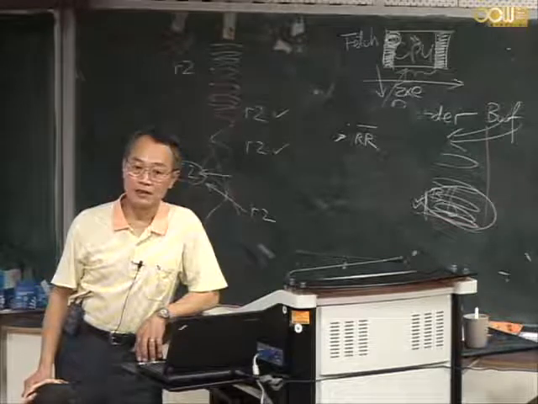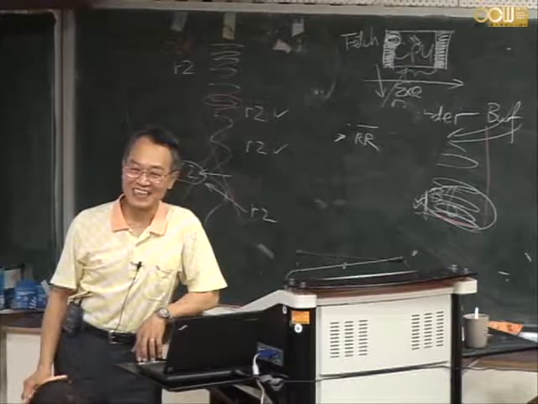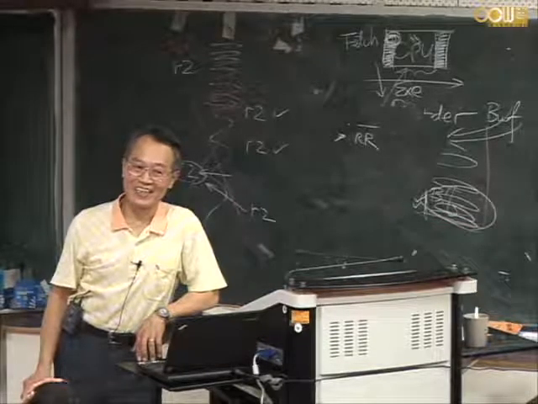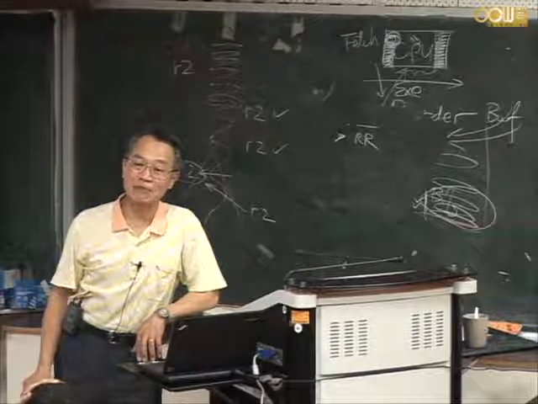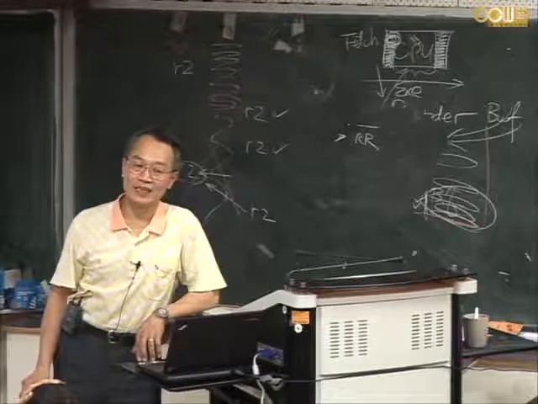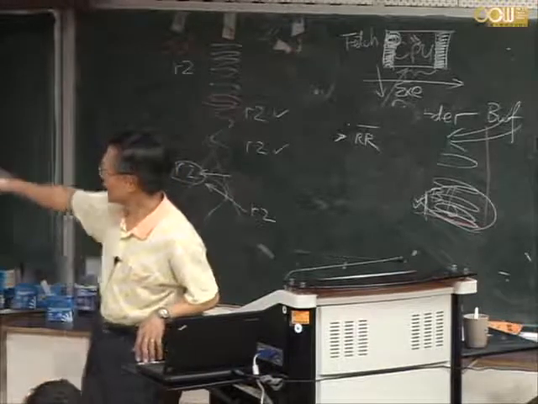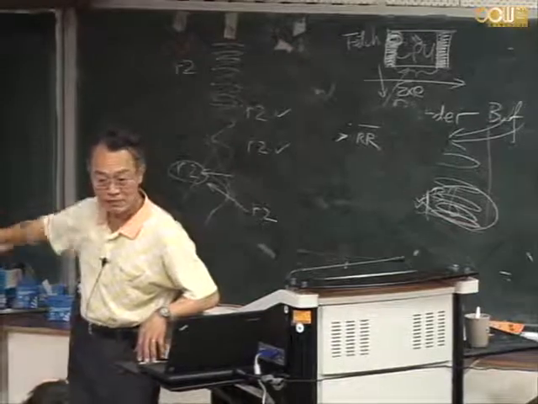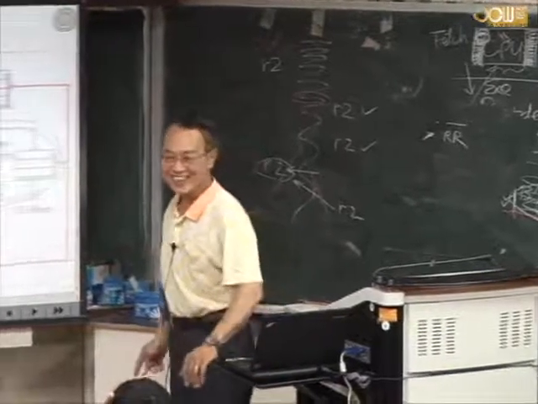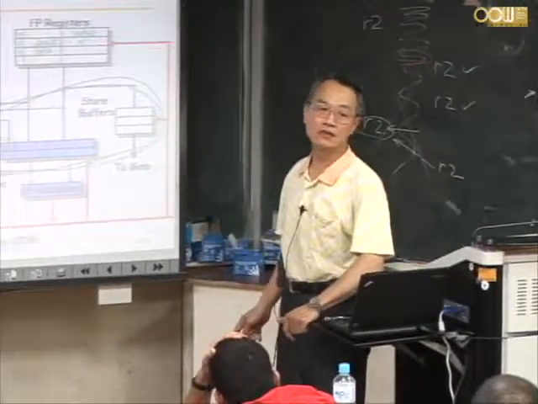But you haven't answered my question yet. What if an exception happens? Can I precisely accept? You still have your reorder buffer? No. Where is it? It's on the blackboard, not on the screen. So can we precisely accept? The answer is no. No way.